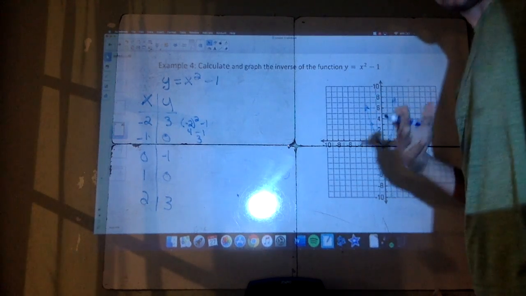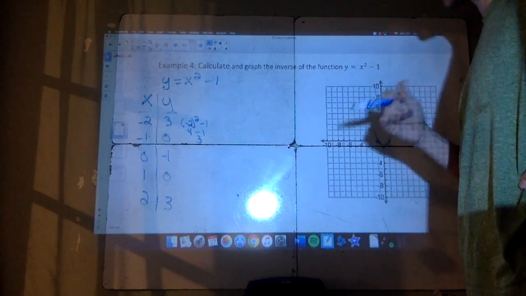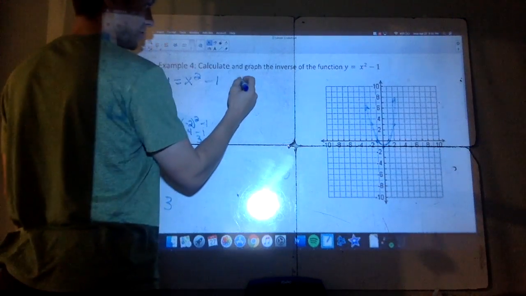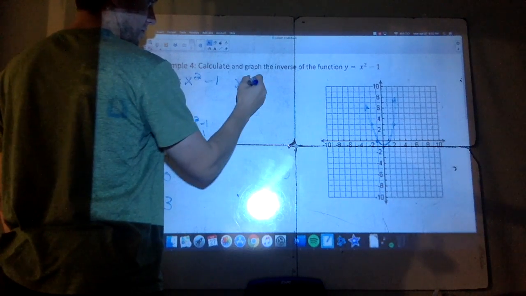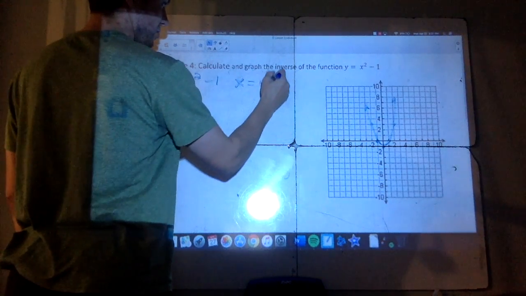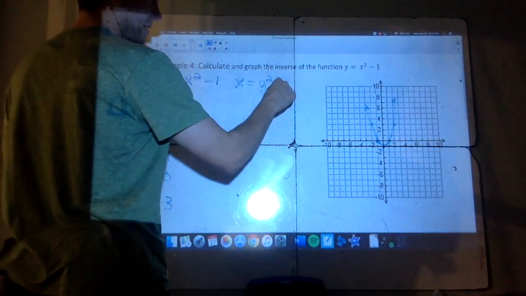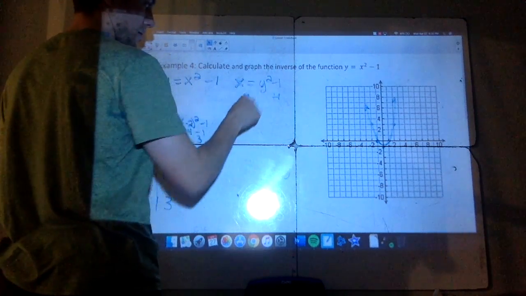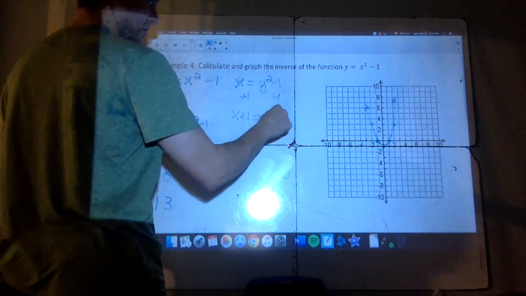But now we want to graph the inverse of it. So what we're going to have to do is calculate the inverse. So let's see. We're going to do x equals y squared minus 1. So let's start by adding 1 to both sides. x plus 1 equals y squared.